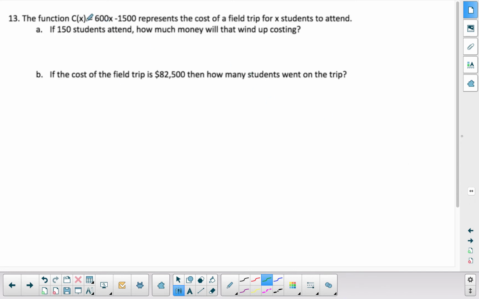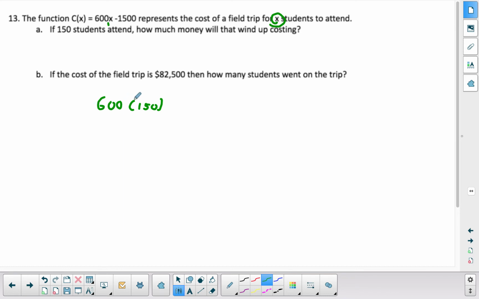Number 13, the function c at x is equivalent to 600x minus 1500. That represents the cost of a field trip for x students to attend. So if 150 students go on this trip, how much money will that wind up costing? Well, x is the students. It says so right here. So I'm just going to replace x with 150. So 150 times 600.